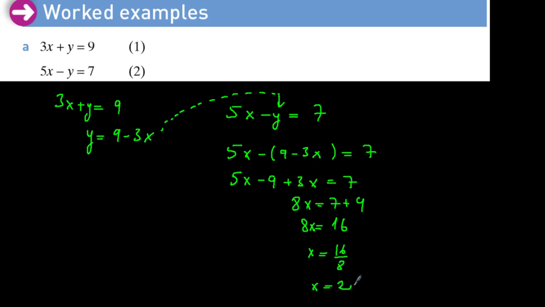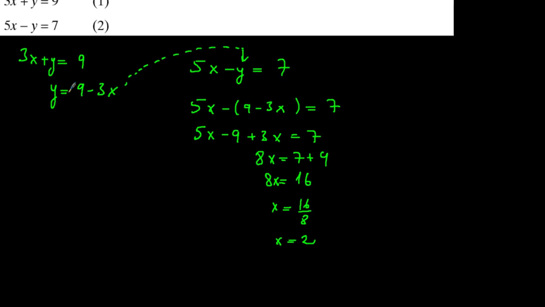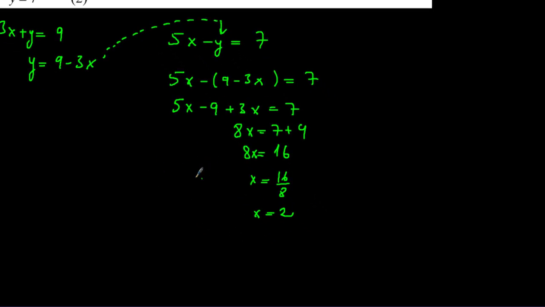X is equal to 2, and it is the same question. So if I replace in the second one 5x minus y is equal to 7, then if x is equal to 2, then 5 times 2 minus y is equal to 7, it has to be.